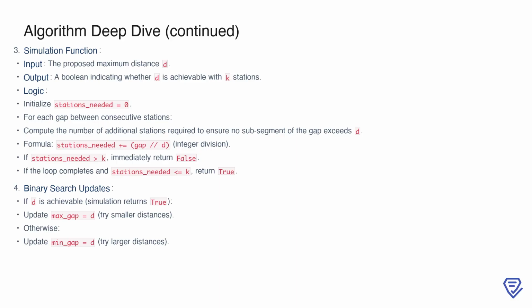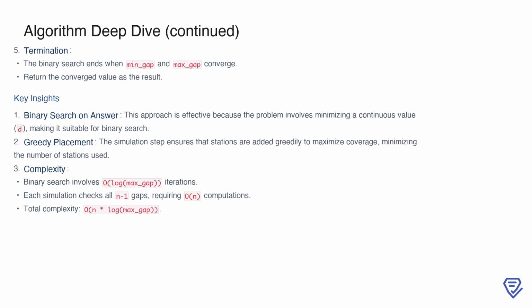Based on the result of this simulation, the binary search updates its range. If d is achievable, we shrink the range by updating max_gap to d, aiming for smaller distances. Otherwise, we increase the range by updating min_gap to d, allowing for larger distances. Binary search stops when the min_gap and max_gap values converge. At this point, the algorithm returns the converged value as the result, which is the smallest possible maximum distance.